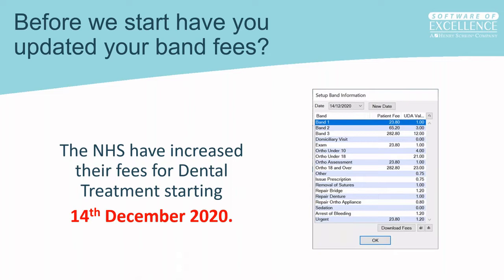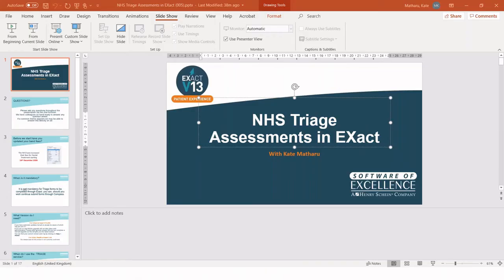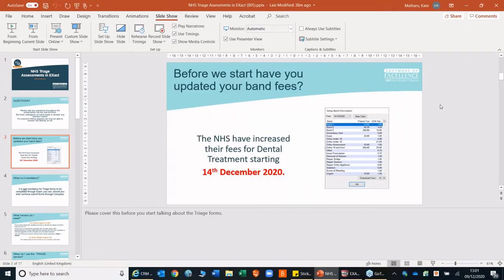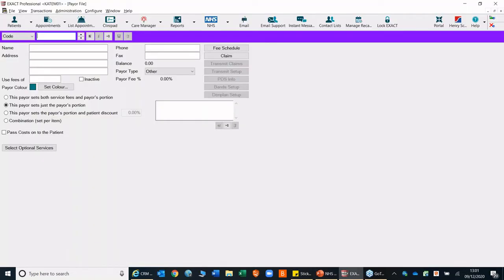And you can do this by going into Exact and going to File, Payors, select the NHS here, and then go to Band Setup. Make sure that when you click on New Date, the date you enter is the 14th of the 12th, 2020.